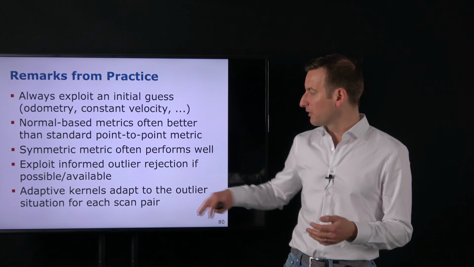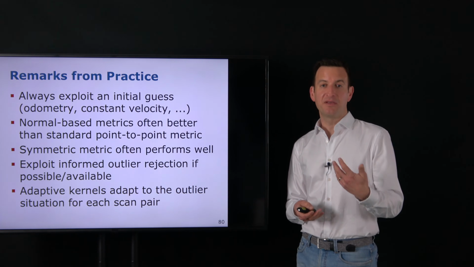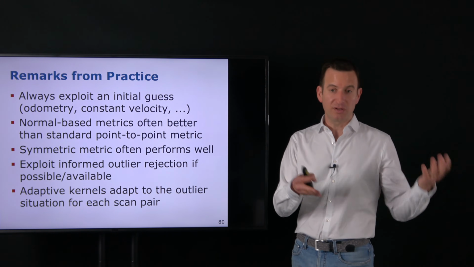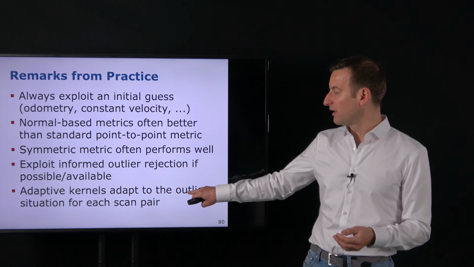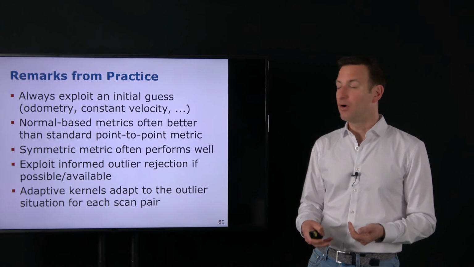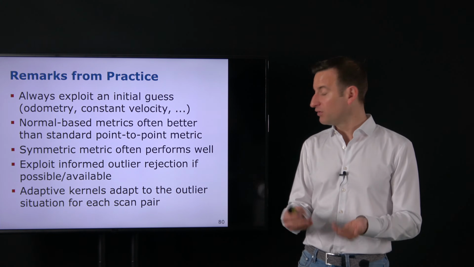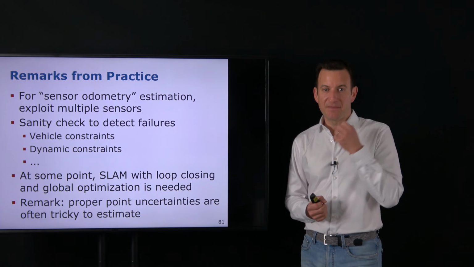And the adaptive kernels, we found them quite powerful in order to adapt the robust kernel to the current outlier distribution, and then perform well and not need to commit to a specific kernel beforehand. So these are some remarks that you could take into account when you build your own registration algorithms. There are a few more.